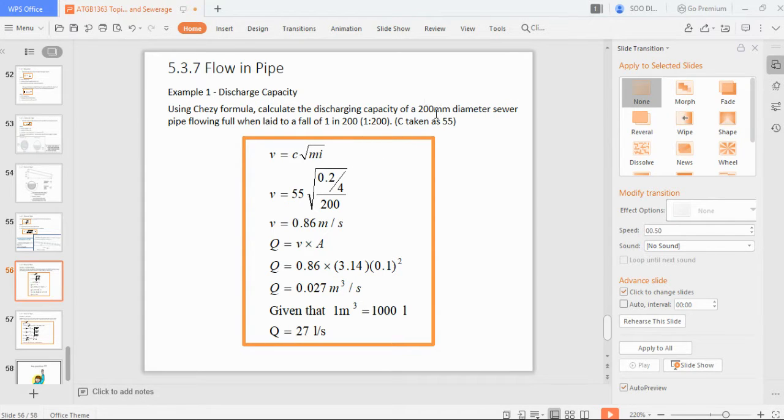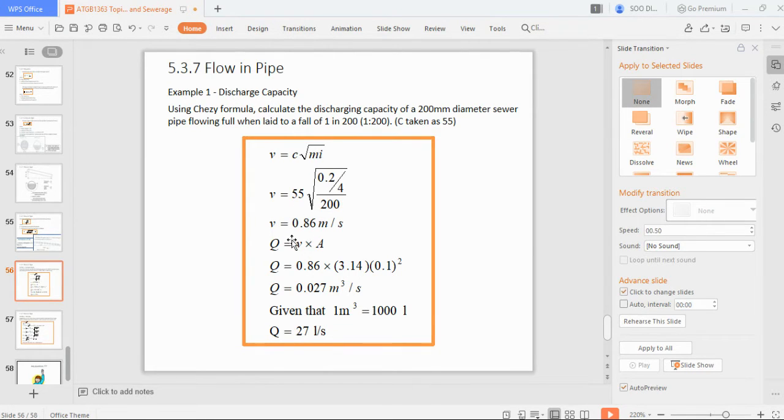the sewer pipe. The D will be in meters. So you have 0.2 divided by 4, and you multiply by the inclination. Your inclination is giving you 1/200. So you have 0.2 divided by 4 multiplied by 1/200. You'll get V equals 0.86 meters per second. So using Chezy's formula, you're able to find the velocity.